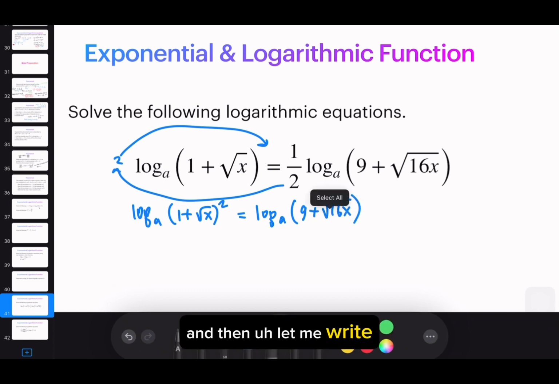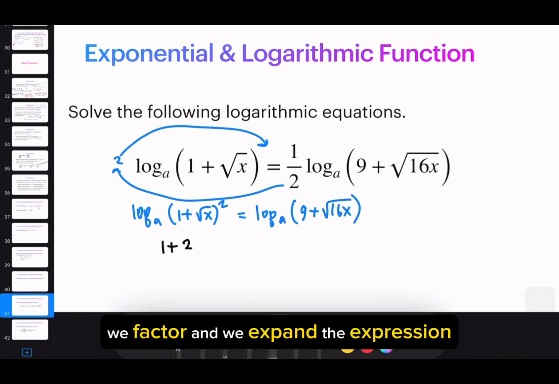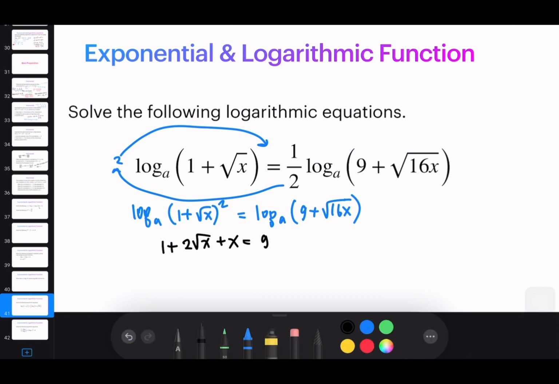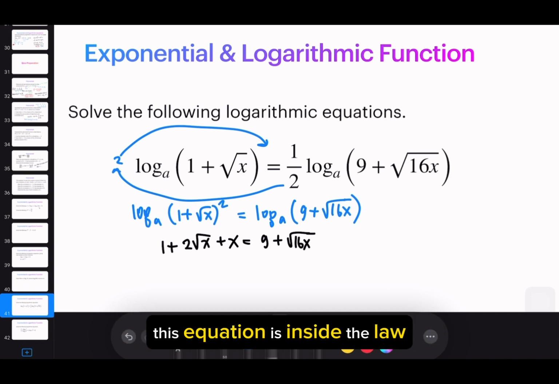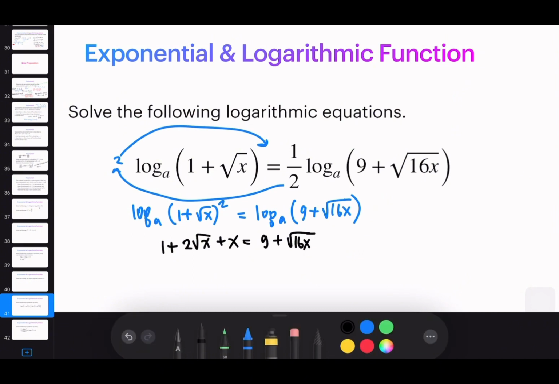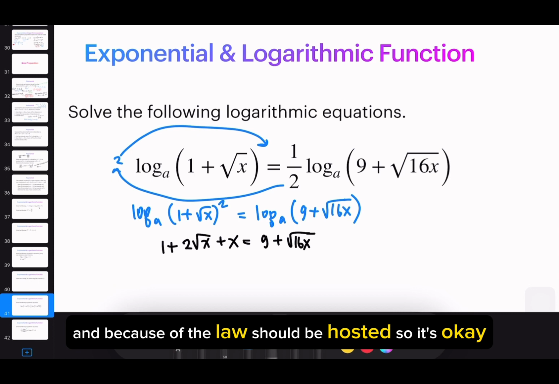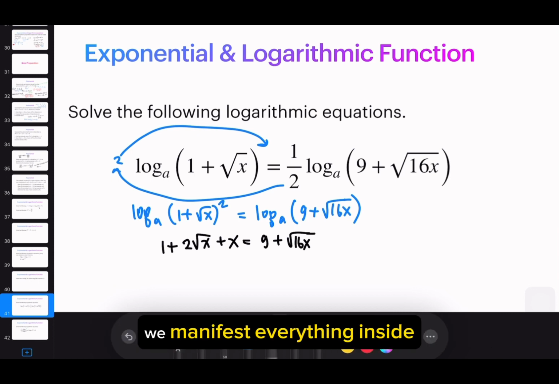and then let me write. We factor, we expand the expression, and this would be. And remember, since this equation is inside the log, everything we do is on the square root of that part, and because the log argument should be positive, it's okay, right? It's okay. We manipulate everything inside.